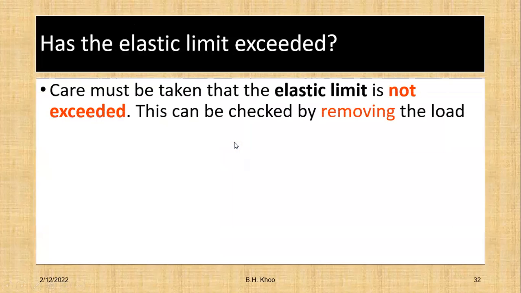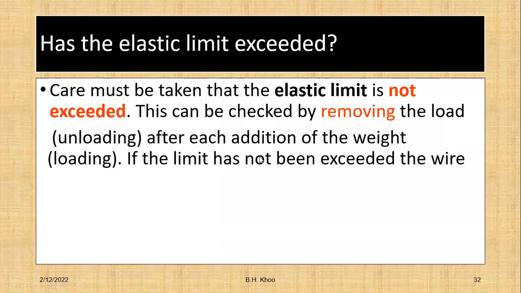Then we have to make sure that the elastic limit is not exceeded. Right? How to make sure? Every time we add a load, we remove the load. Remove the load means unloading. Add the weight or loading. And then it should go back to the original length, the original value. If not, that means it has exceeded the elastic limit.